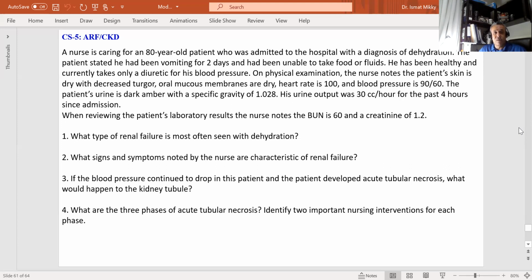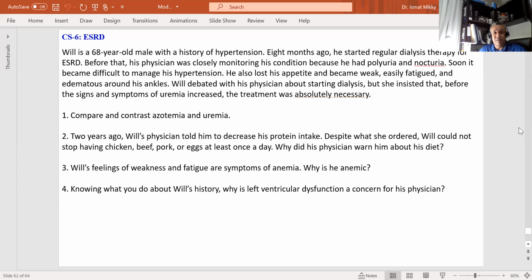Number 4 is interventions for each phase, which can be discussed in adult health too. So I'm going to skip that question because that's nursing care of patients with kidney failure. End-stage renal disease. The first question is to compare and contrast azotemia and uremia.